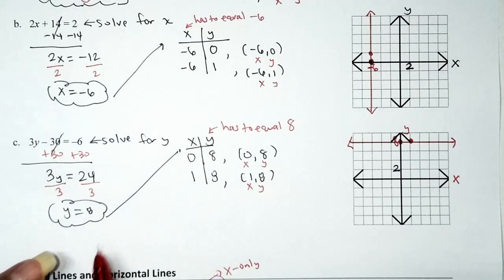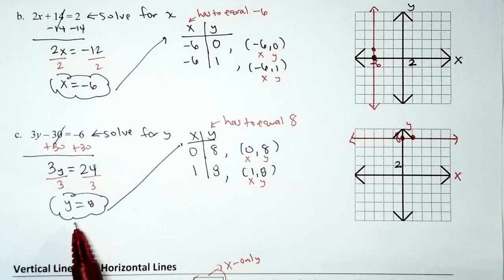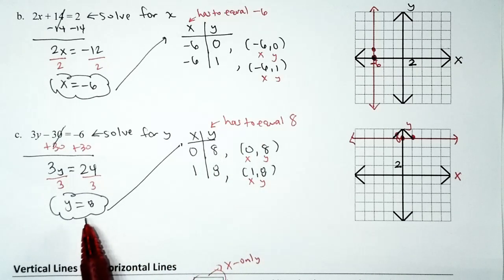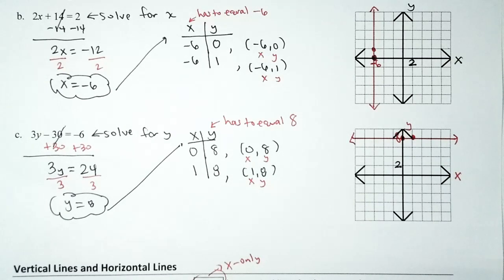Right here we have y equals 8. Y only, horizontal line, and in this case our horizontal line should cut through +8 on the y-axis. So if you wanted to avoid the table, you locate 8 on the y-axis, and then you do your horizontal line right there. So that was just a little extra fun.